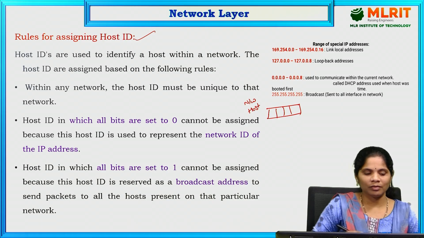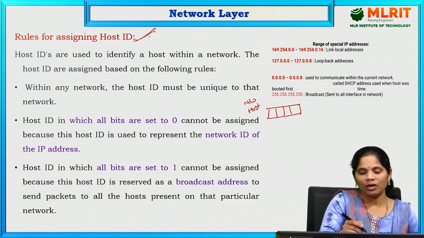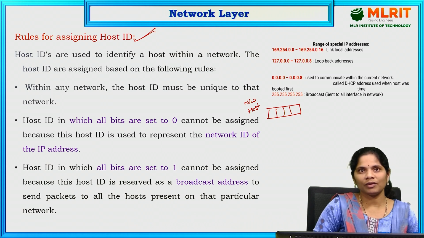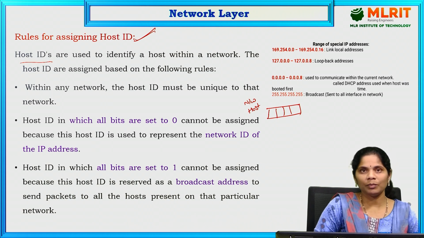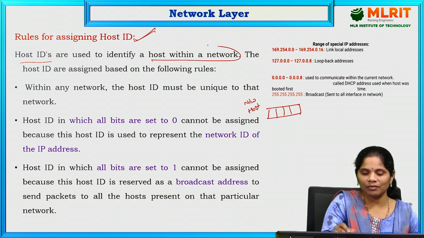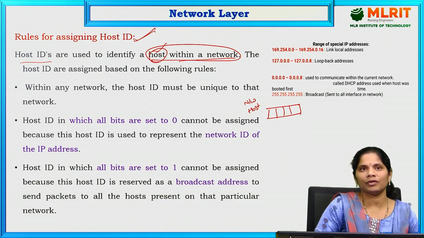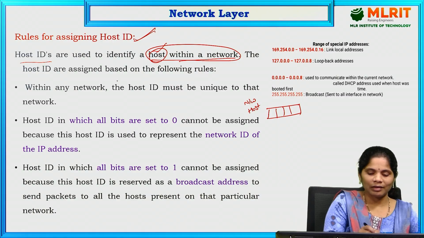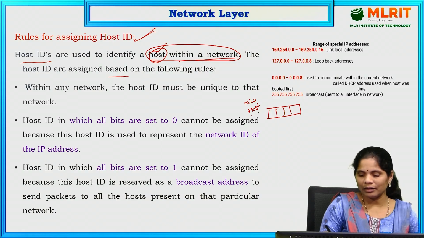These two parts: if you want to assign the host ID, what are the rules we have to follow? And if you want to assign the network ID, what are the rules we have to follow? Whenever a host ID is there, it can be used to identify the host within the network, only within that particular network. That host ID is allocated based on the following rules. What are the rules we have to follow for allocating the host ID?